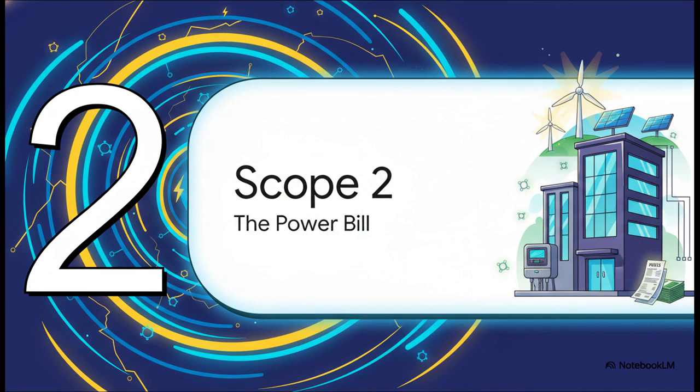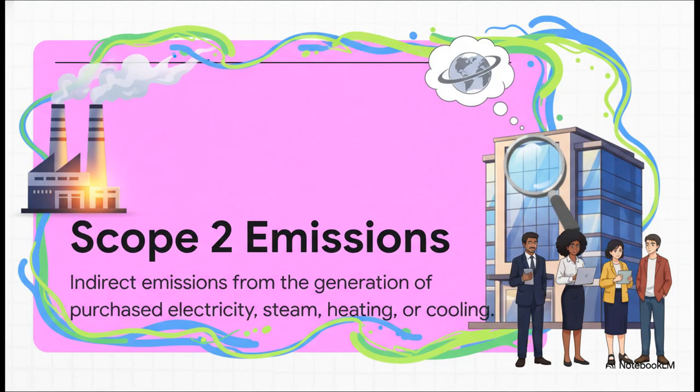We're shifting from what a company burns itself to the energy it buys from somebody else. This is Scope 2. And an easy way to think about it is it's the carbon footprint of the company's power bill. So, Scope 2 is all about indirect emissions. The magic word here is purchased. The company isn't burning the coal or natural gas themselves, but they're using the electricity that it generates. So while the pollution is happening at the power plant, it's a direct result of that company's energy demand.